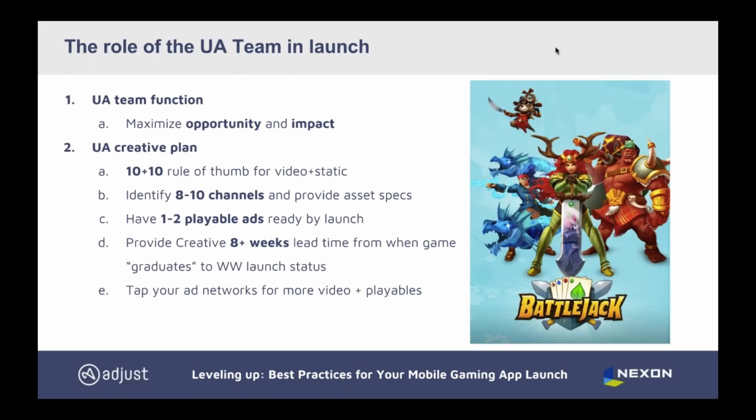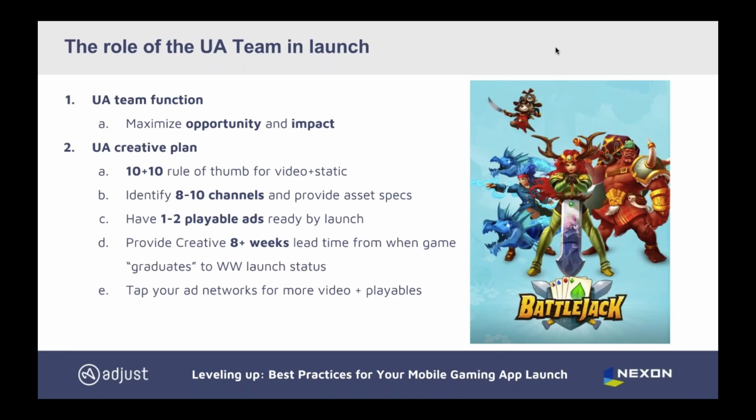Hey guys, Warren here again. So yeah, there's a screenshot on the right, or piece of key art rather, for a game we just launched 2 weeks ago called Battlejack. This was a big launch for us, and we want to talk a little bit about the things that we look for in a launch as a game company.